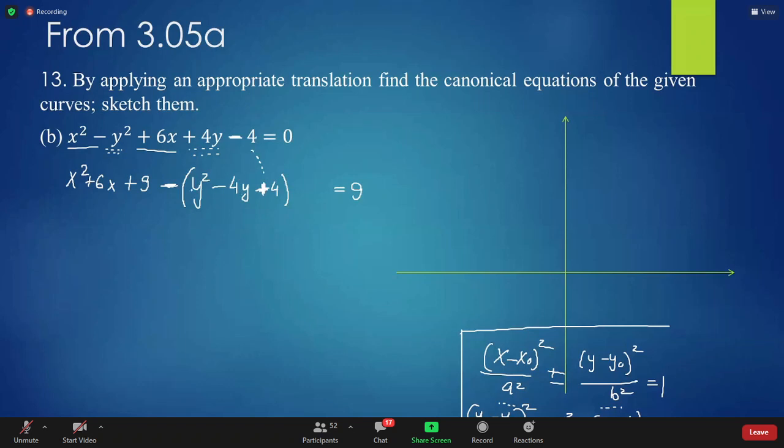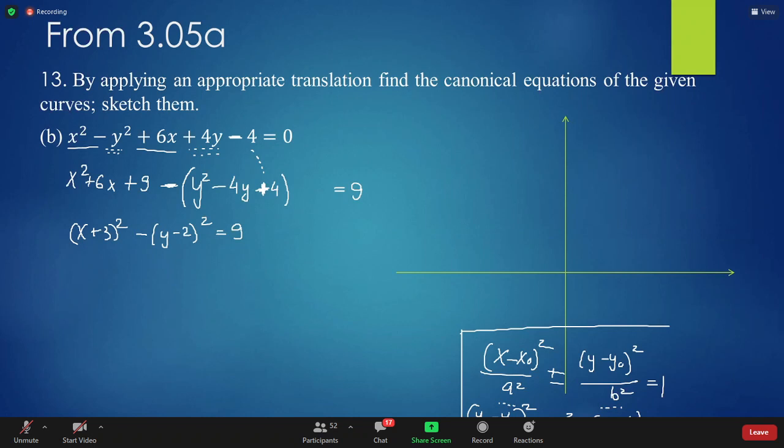And so now I can write this is (x plus 3) squared minus (y minus 2) squared equals 9. Not really a circle because we have a minus there. We have a minus in front of the square. So if I had a plus at this spot, then I would have a circle, but I have a minus. And we know that the minus sign between the two squares generally means a hyperbola.